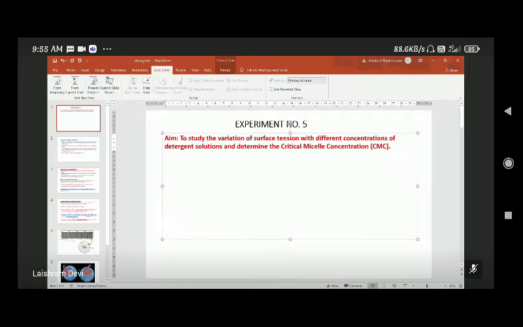The slide is still there, right? Yes, ma'am. लिख लीजिए आप लोग एम.